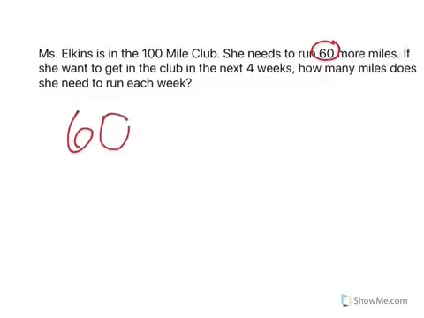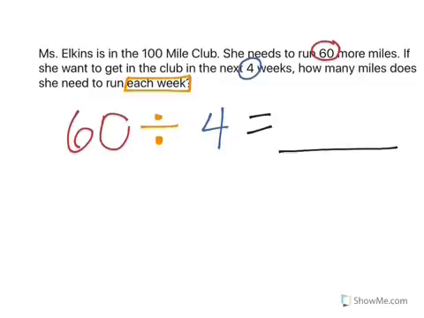And I want to get in the club in the next 4 weeks. When I look at some of my keywords, it says how many miles does she need to run each week. I have my total, and it tells me the word each. So when I have my total and I hear the word each, it's going to tell me I need to divide. I have my total of 60 more miles divided by 4 weeks is going to get me my answer of how many miles I need to run each week. This is the situation of the problem.